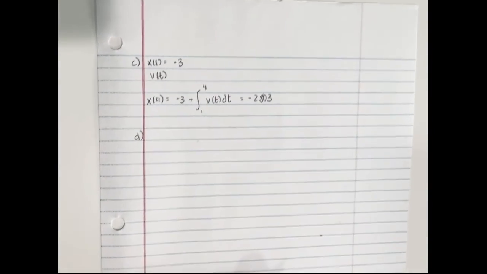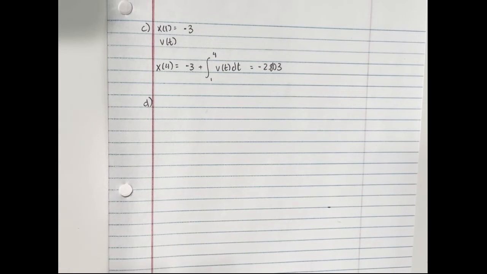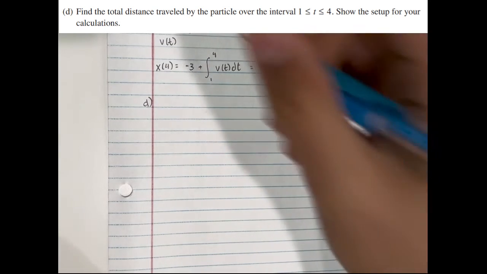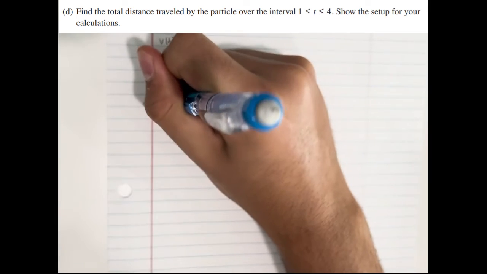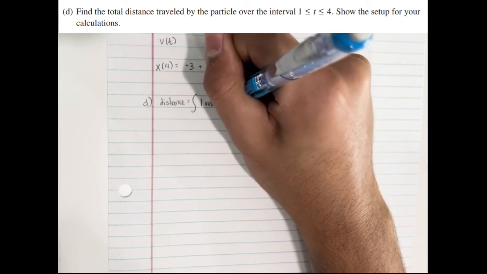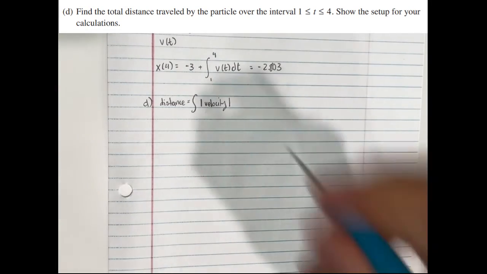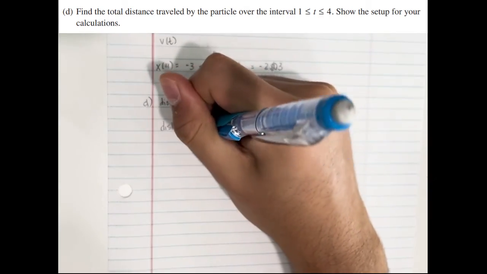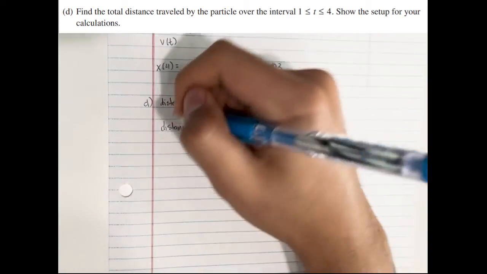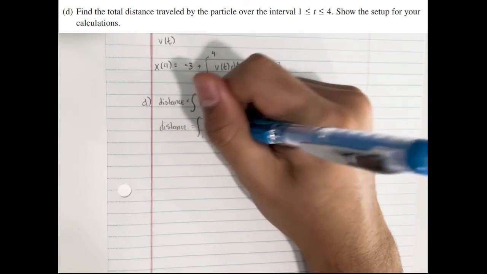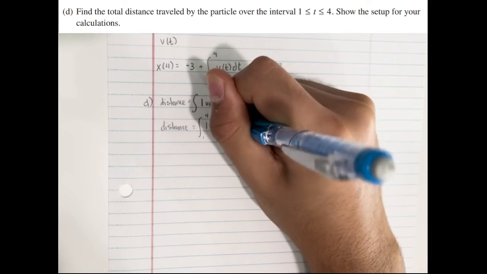Question D. Find the total distance traveled by the particle over the interval t between 1 and 4 inclusive. Show the setup for your calculations. Okay, so remember that distance is the integral of the absolute value of velocity. So the distance in this case is going to be the definite integral from 1 to 4 of absolute value of v of t dt.